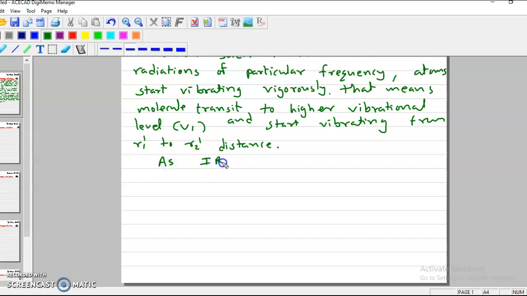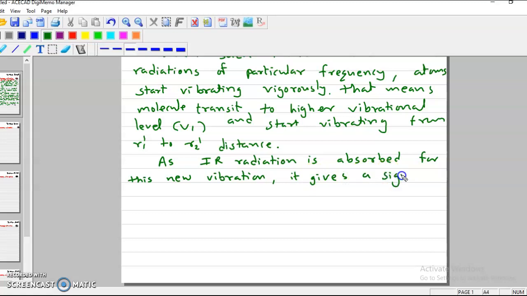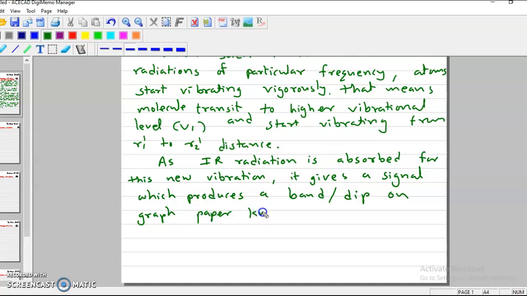As IR radiation is absorbed for this new vibration, it gives a signal which produces a band or a dip on a graph paper known as IR spectra. Okay.